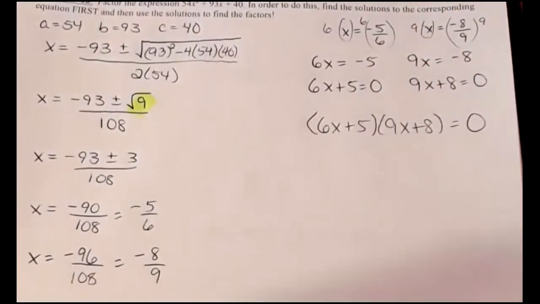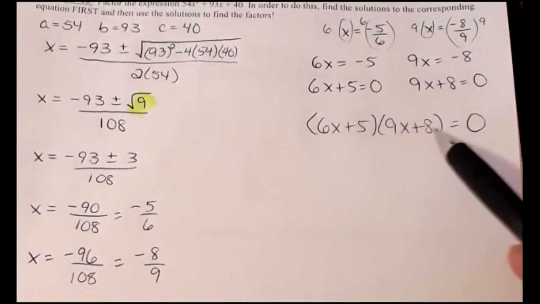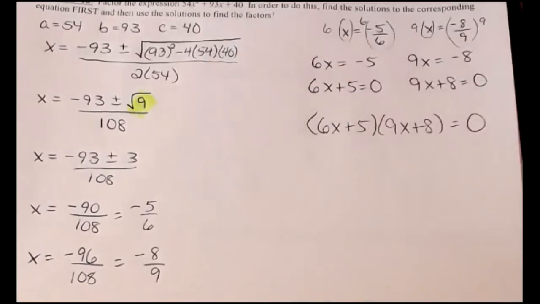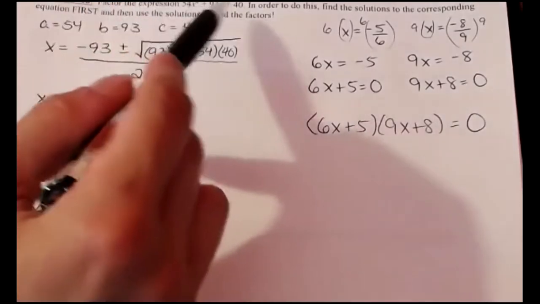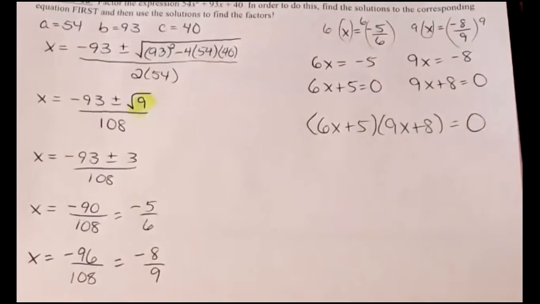So we were able to use the quadratic formula to find both of our solutions, write the solutions out, and then work backwards to find the factored form. So 6x plus 5 times 9x plus 8 gives us 54x squared plus 93x plus 40. Trying to factor that using AC grouping might have been the worst experience we've had in a while. So this is nice. Use the quadratic formula, find the solutions, and then, of course, work backwards.